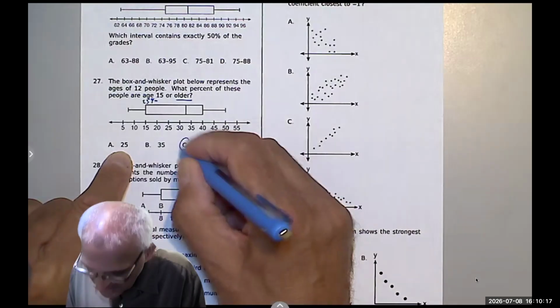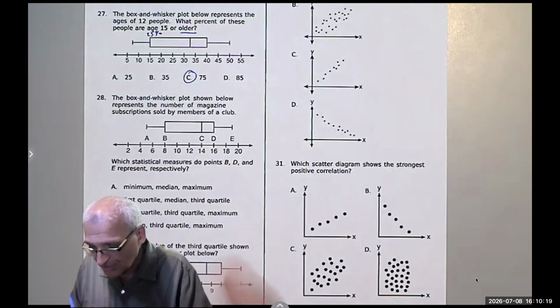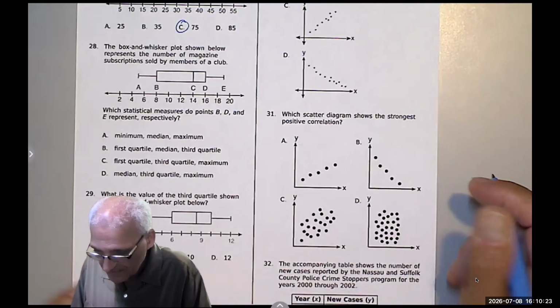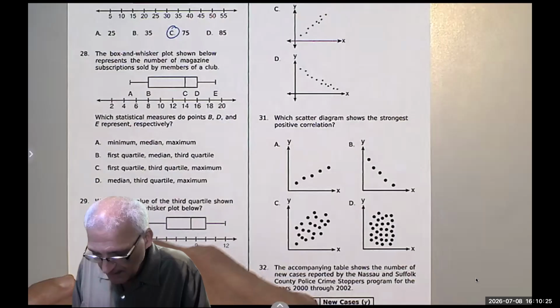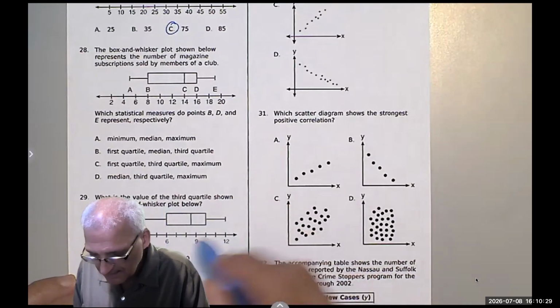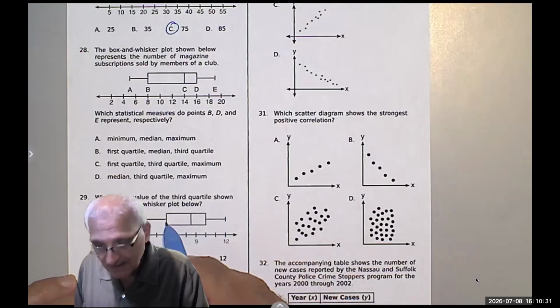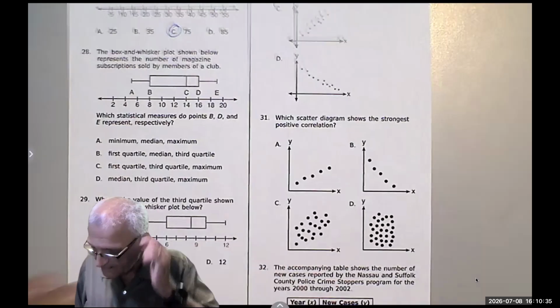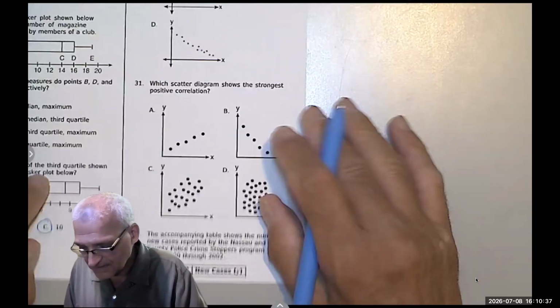So you pick C. So don't rush, read carefully. Sometimes they try to trick us. What is the value of the third quartile? 10, right? First quartile, second, third. So it's 10. All these problems are pretty straightforward.